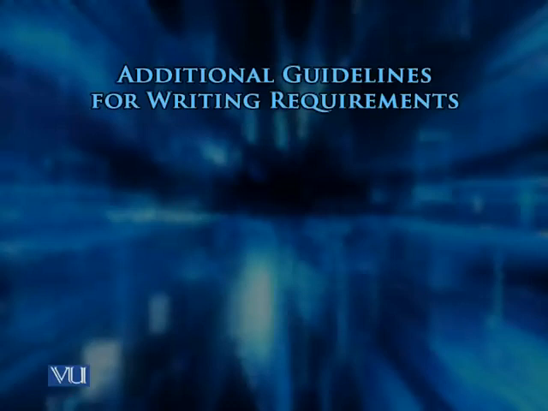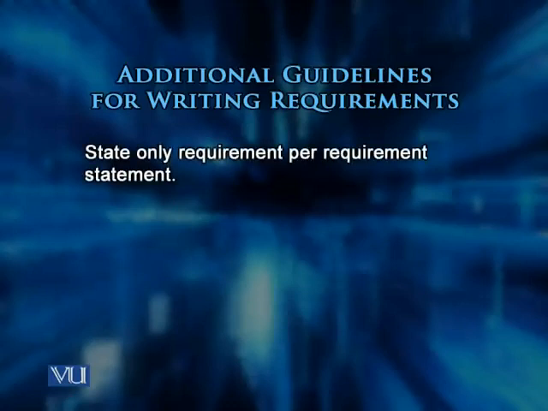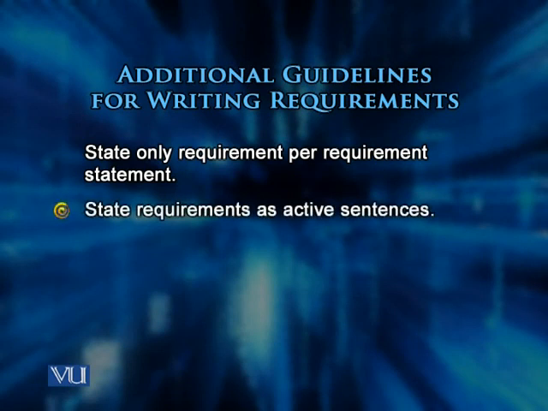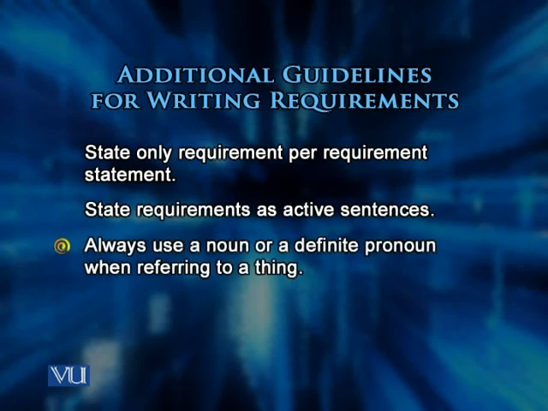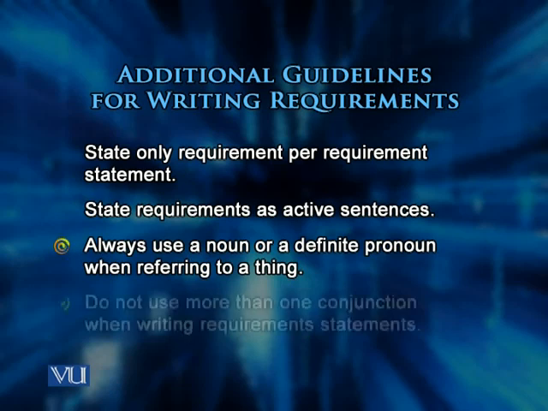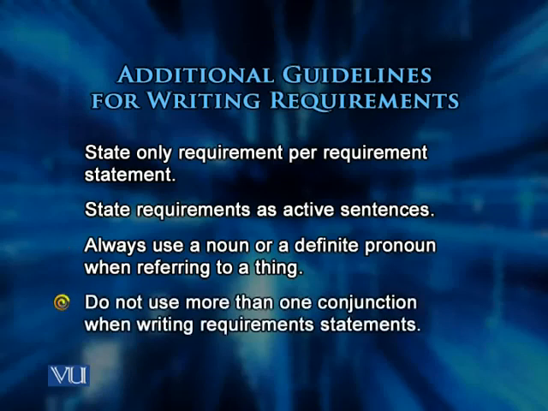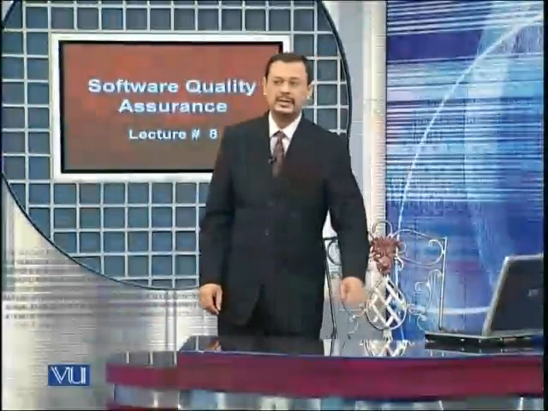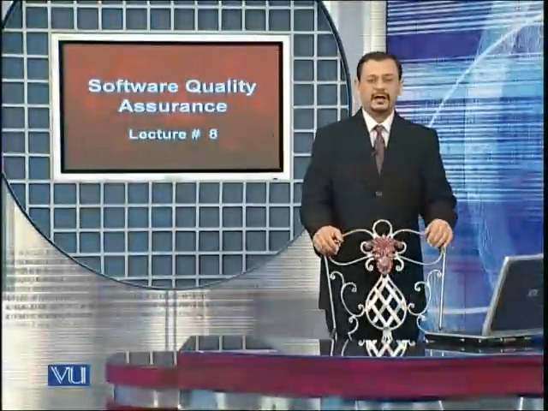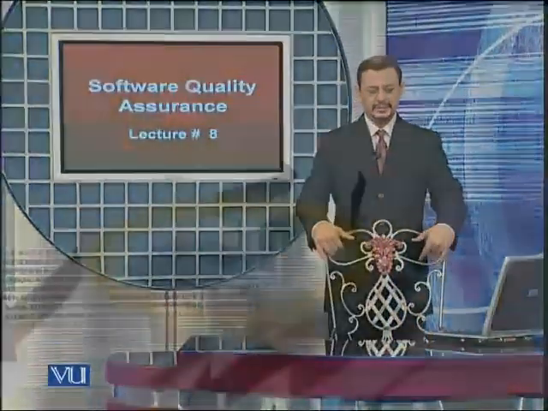The first one is that you state only one requirement per requirement statement. That is, don't amalgamate too many requirements together. Try to write requirements as active sentences. Always use a noun or a definite pronoun when referring to a thing. Do not use more than one conjunction when writing requirements statements, because they add confusion and are open to misinterpretations.